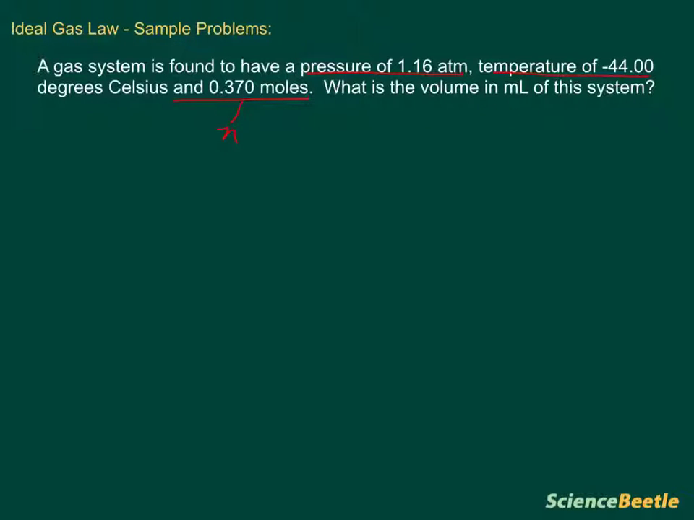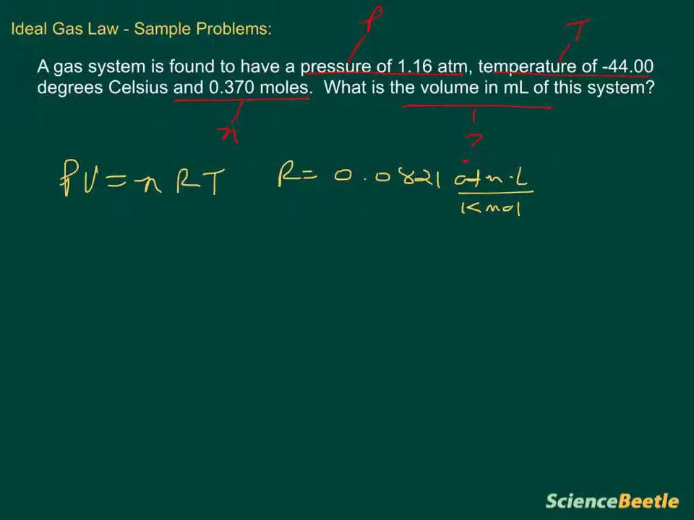So here's my n, here is my P, this is my T, and they want us to figure out the volume. Here's what we're looking for, the question mark. The equation we're going to use is PV equals nRT. Remember from previous discussions that R is equal to 0.0821 atmosphere liters per Kelvin mole. We're going to take this constant and plug it into the equation with everything else.